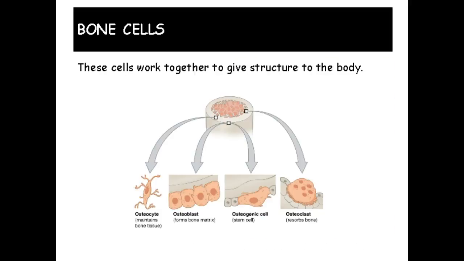Sometimes students forget that even bones are made out of cells. So bone cells work together to give structure to the body, and their main characteristic is that they're very, very strong. Think about all the things we do with our body. We lift things, we move around, and those bone structures really help us out with that.